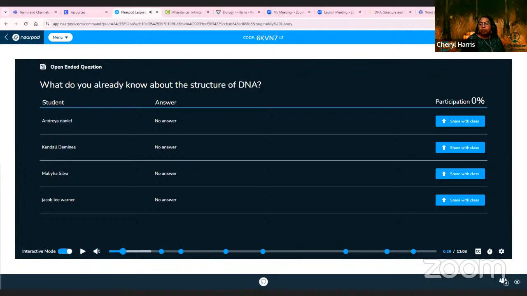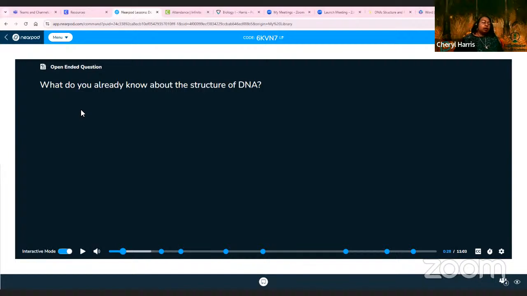Okay, so I'm going to pause this, put this on student view. One of the first things she said was we need to understand structure in order to understand function. So that's basically what we're going to be looking at. What is the structure and how does this structure function to do the job of transmitting genetic material? That is our goal.